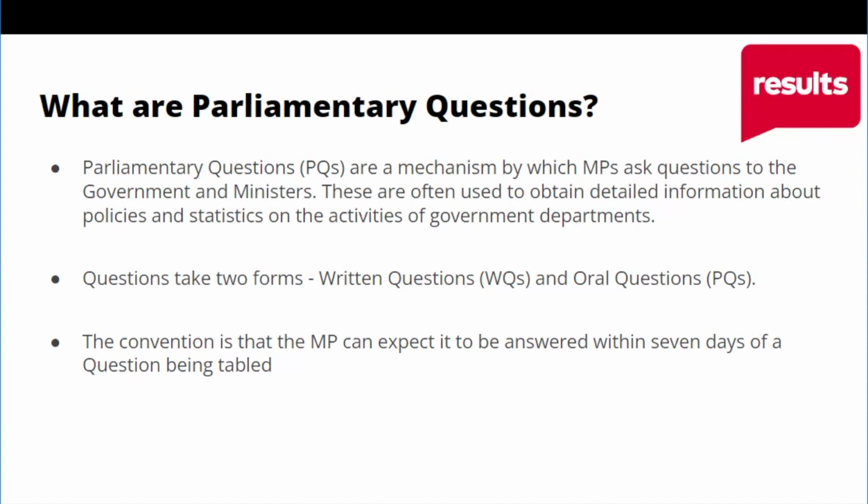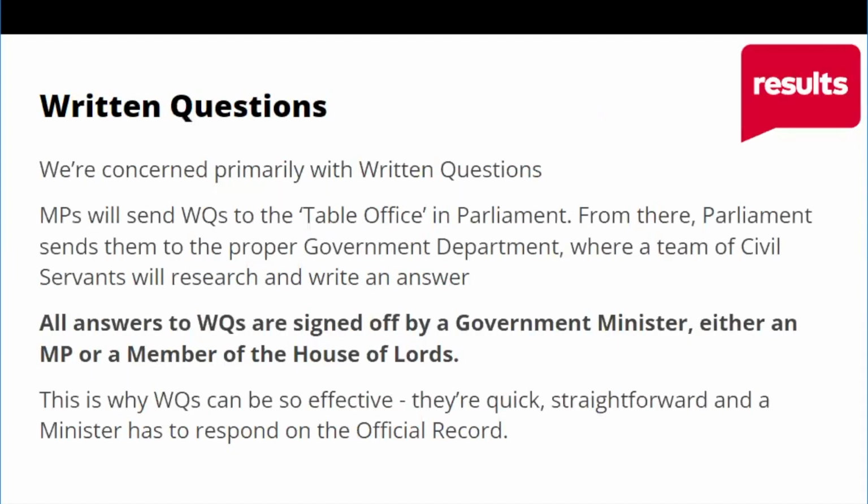So this is specifically written questions. The way that written questions work is that members of Parliament will send these very specific kinds of questions to an office in Parliament called the Table Office. It does exactly what it says on the tin. It tables questions, it tables debates, but written questions will be sent to the Table Office.